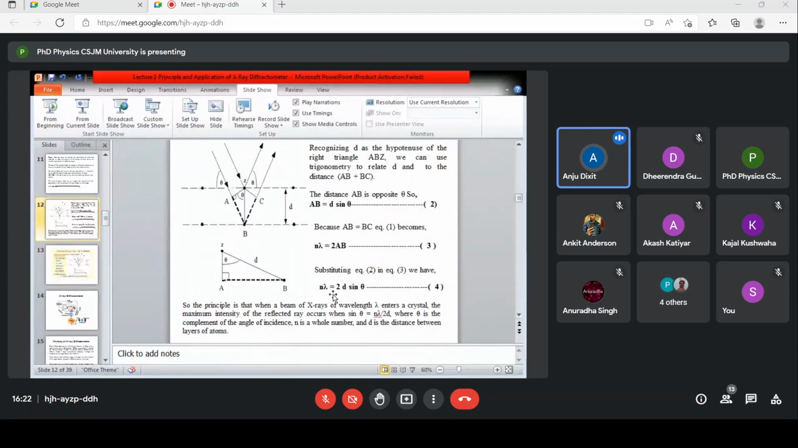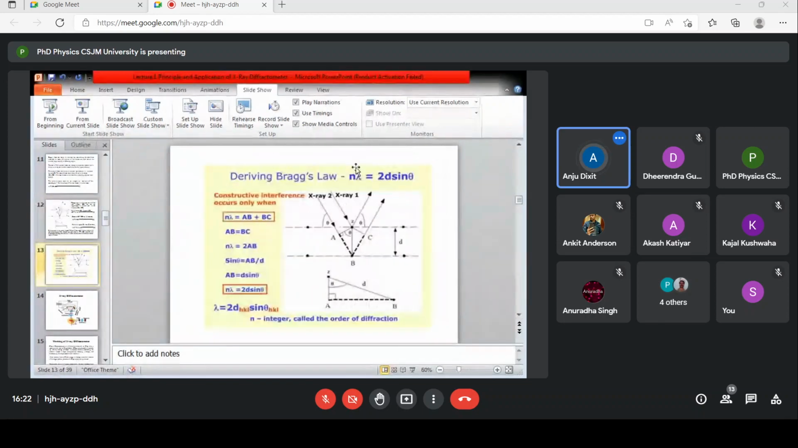So Bragg's law is simply n lambda is equal to 2d sine theta. This figure gives you the complete picture of Bragg's law, that is n lambda is equal to 2d sine theta. It's a similar diagram. You can see the incidence angle theta and the reflected angle theta, and the first beam is at point Z and the second beam is scattered at point B, and this condition should be satisfied.